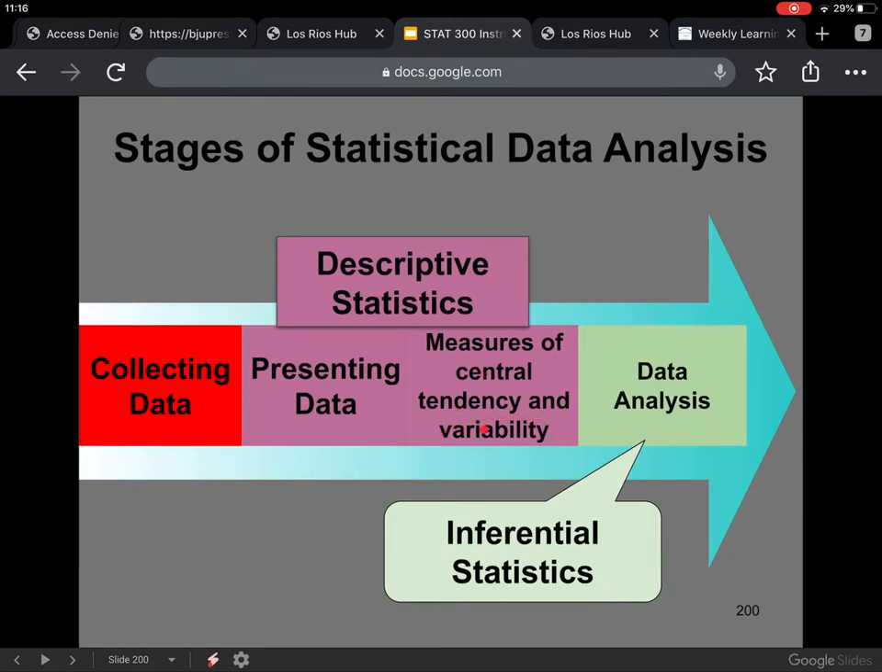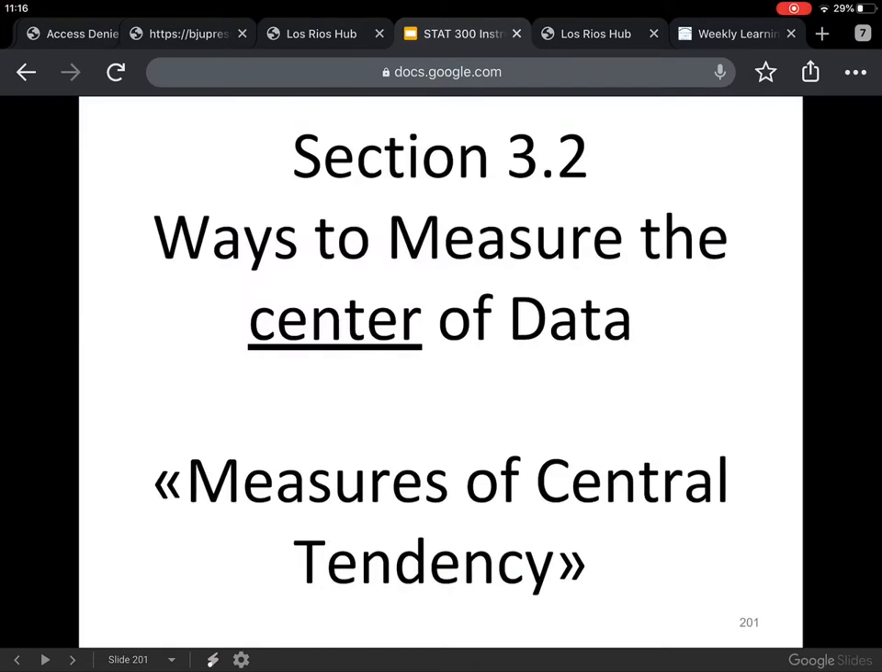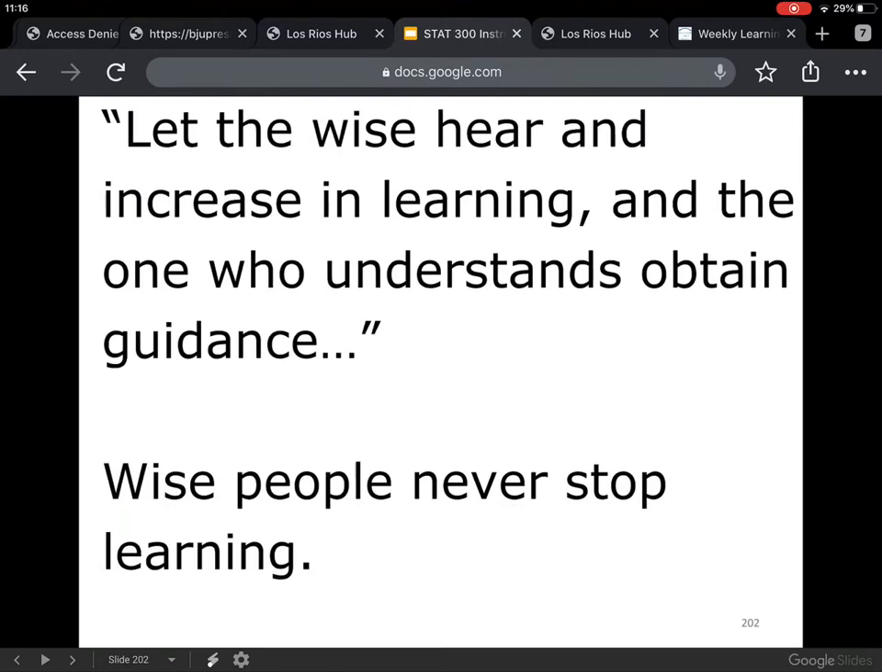Okay. One thing to note for this section, 3.2, we're just going to focus on measures of the center. So there are 4 measures of the center: mean, median, mode, and mid-range, that I'm going to expose you guys to. And the parable that I want you to think about is, the proverb: let the wise hear and increase in learning, and the one who understands obtain guidance. In other words, wise people never stop learning.